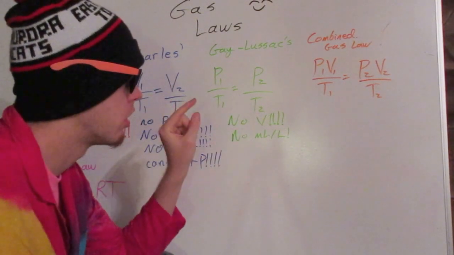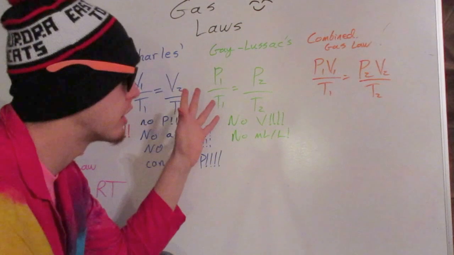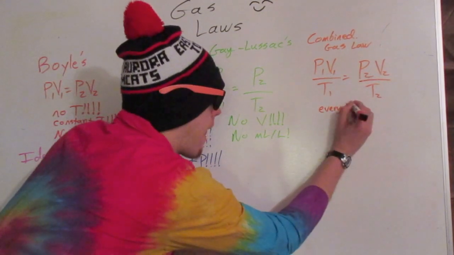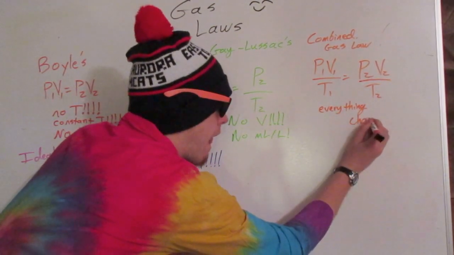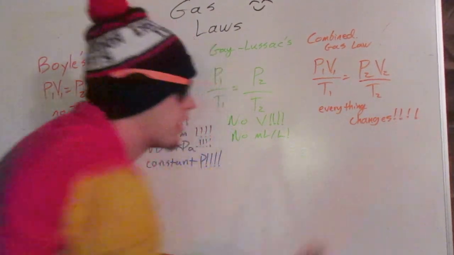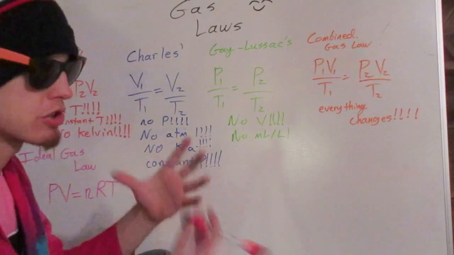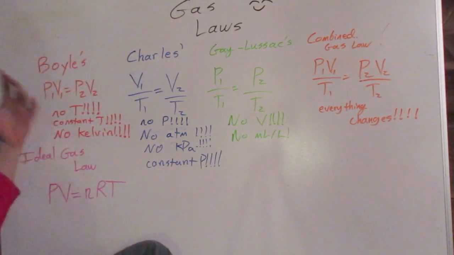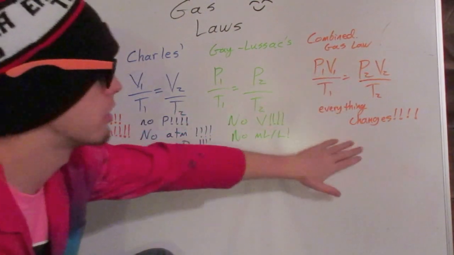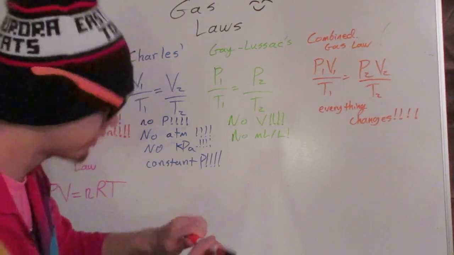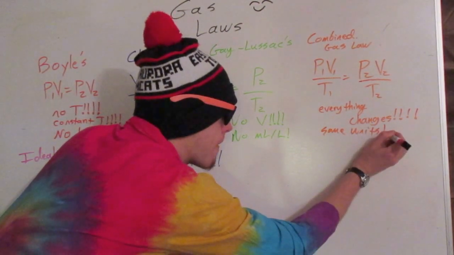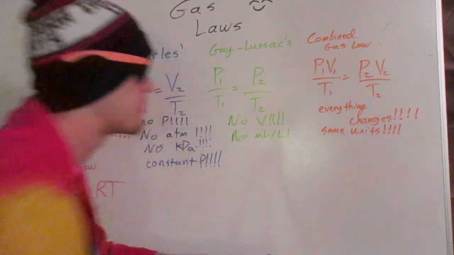Going with the combined gas law, you can see that everything is changing. Everything is there. And what happened was, the scientists way back in the day were starting to realize, oh, it's not just pressure and temperature at the same time. It's not just volume and temperature at the same time. It's not pressure and volume at the same time. It's all three put together. So this guy is one of the more important ones. And again, as long as your units are the same, you're going to be good to go.